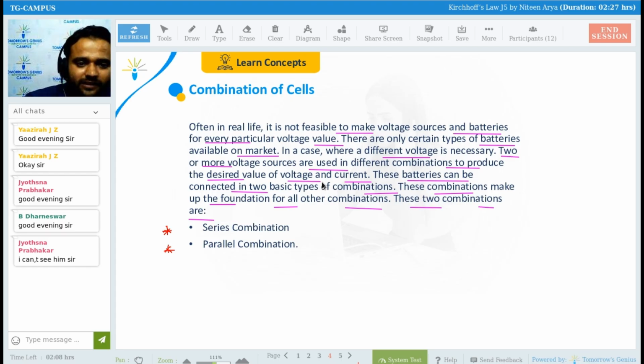Why is this written over there? This is the foundation. Meaning, these are the basic ones, but you can use a parallel with series, or a combination of two parallel with three series, and n number of series connection with m number of parallel connection. There is a perfect example of this.